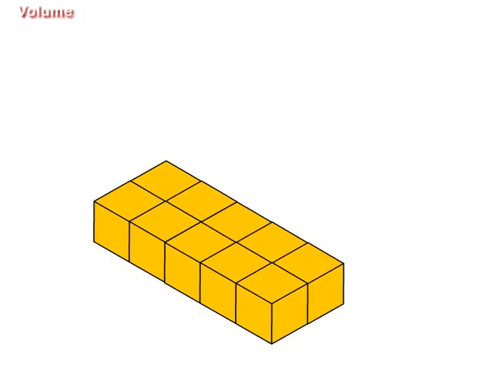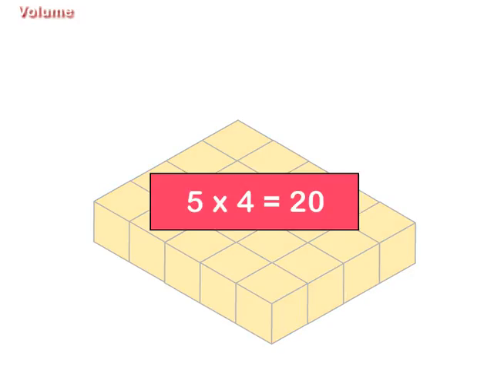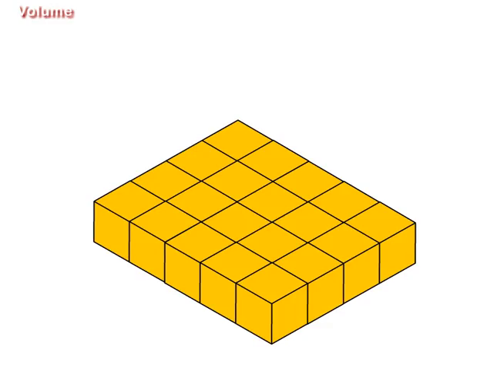Now let us add 3 more rows of such cubes having 5 cubes in each row. This new cuboid has length 5 centimeters, breadth 4 centimeters and height of 1 centimeter. How many cubes did we use to build this cuboid? That is, 5 multiplied by 4 is equal to 20. Thus, the space occupied by this cuboid is 20 times the space occupied by a single cube.